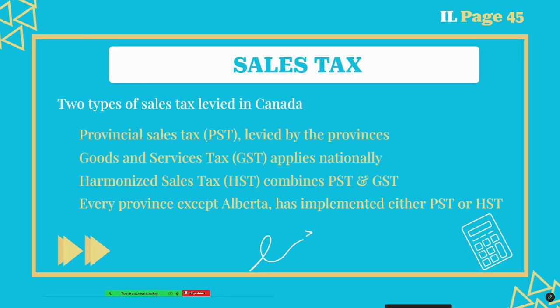Because we're talking about sales tax, it's important to know that there are two types of sales tax levied in Canada. There is the provincial sales tax, the PST, which is levied by the provinces, and there is the goods and services tax, GST, which applies nationally. Now, some provinces have combined PST and GST and created HST, which is the harmonized sales tax. Every province except Alberta has implemented either PST or HST.